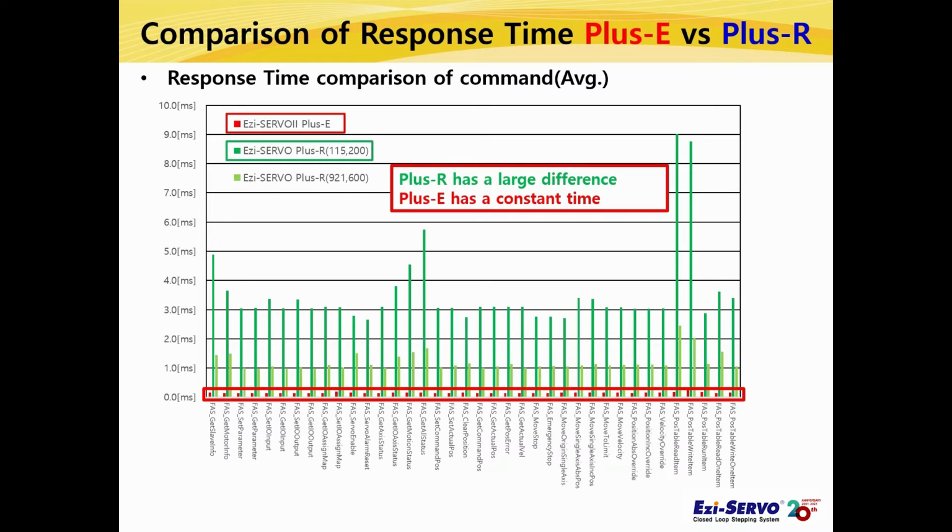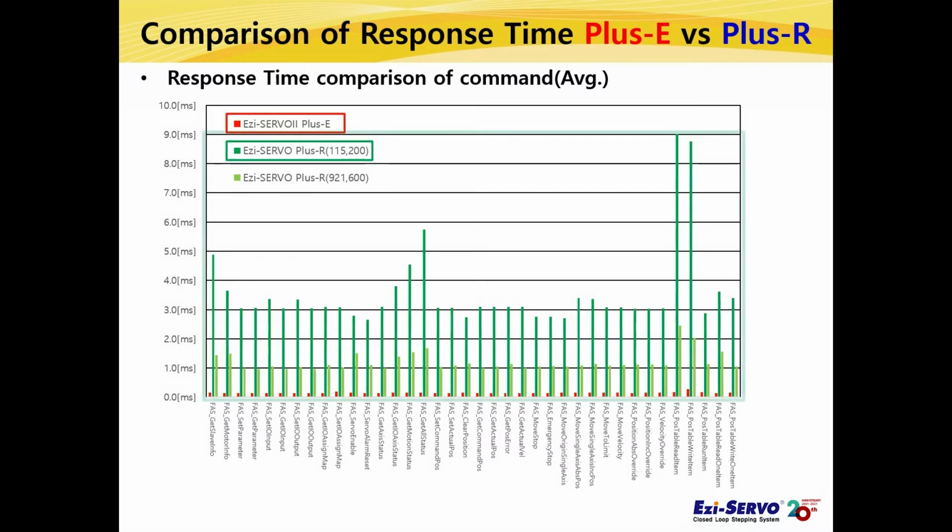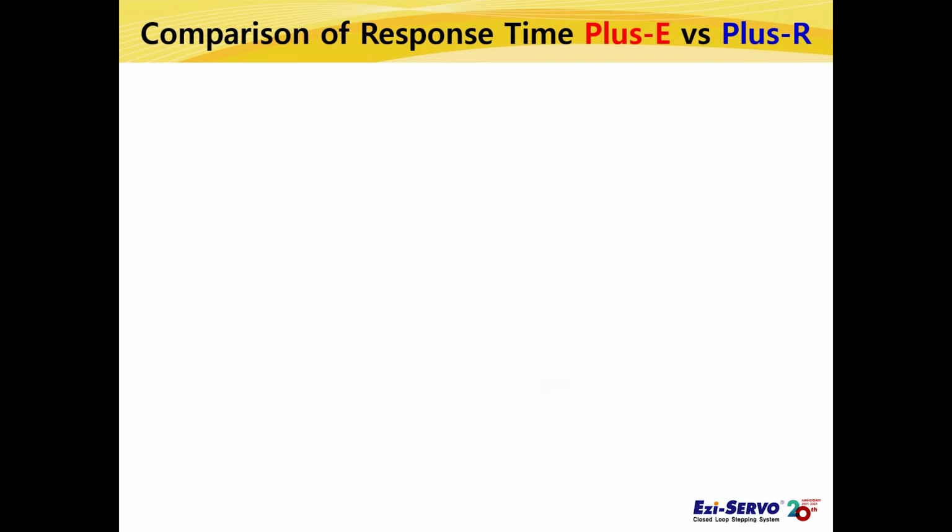But Plus-E is not needed to set delay, because of response without a difference. For all commands, you can see that the red graph of Ezi-SERVO Plus-E has the shortest response time. In addition, if the command needs to be executed continuously, the response time of Plus-E is fast, so it can perform the continuous command quickly, whereas the response time of Plus-R is relatively slow, so it is needed to wait as much as response time to execute the next command.